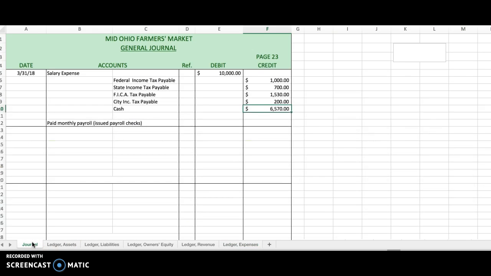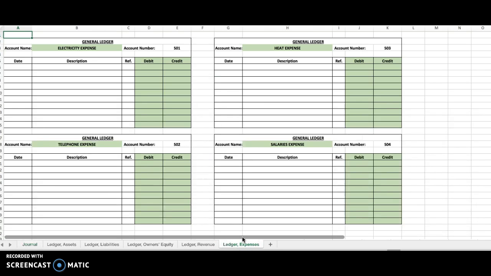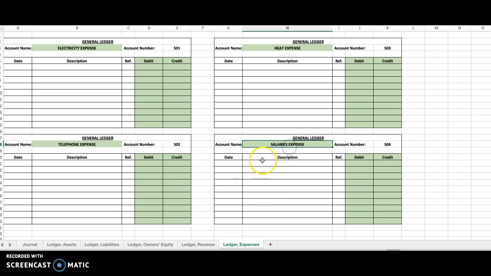Okay, let's quickly go back and see how we post this, and hopefully that sounds like a familiar task to you. First of all, salary expense. And again, this happens every month. At the end of the month, the employees earned a gross pay of $10,000, salary expense debited by $10,000. We go to salary expenses way over here and put in the date. And the debit is $10,000.